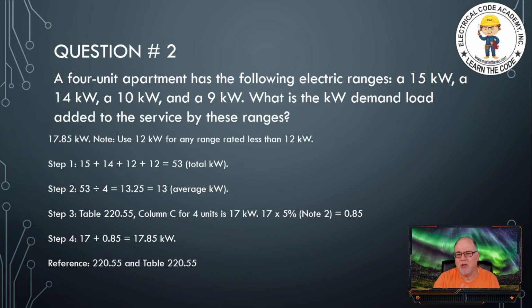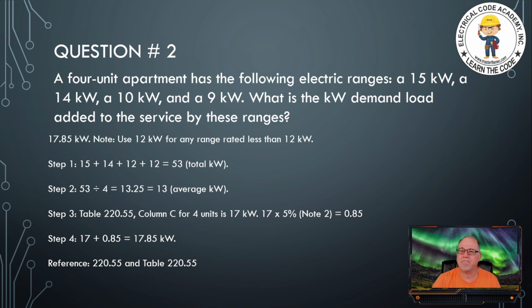There's another way to do this. You could go 17 times 105%, because the 100% represents the 17 and the 5% represents the 5% of that 17. So either way you want to do it, it doesn't really matter. It comes out to the same value. So 17 times 5% is 0.85. So you increase the value in column C by 5% of that value, which was 17 kW. So 17 plus 0.85 is 17.85 kW, and that's the contribution to our service for these 4 ranges.